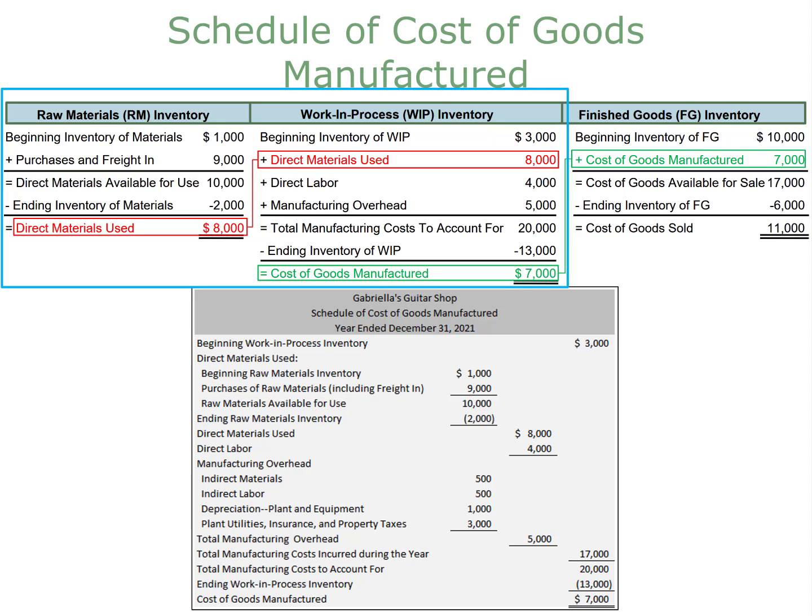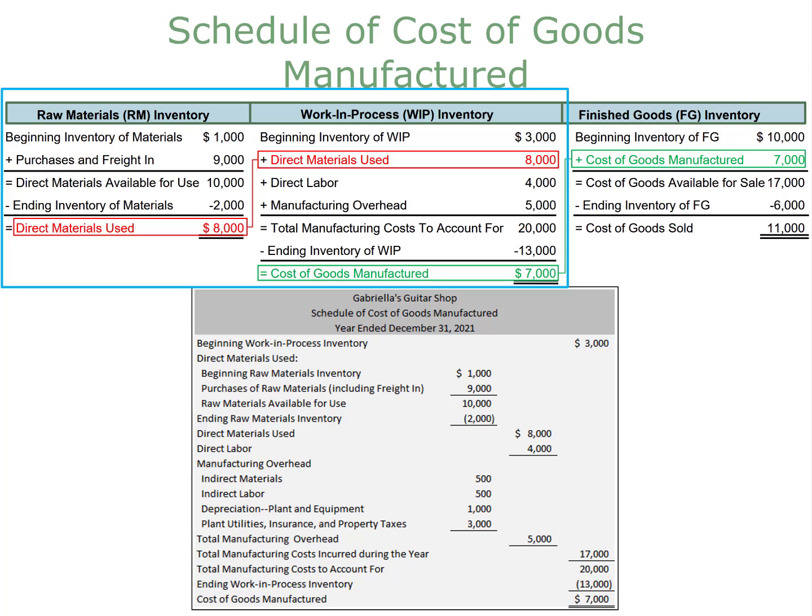So on the schedule, notice we start with a normal three-line heading. So this is the schedule of cost of goods manufactured for Gabriella's Guitar Shop. Then we start with beginning work in process, and we add the three product costs, which are direct materials used, direct labor, and manufacturing overhead. The details of the calculation for direct materials used is added in the far left column of the schedule of cost of goods manufactured.